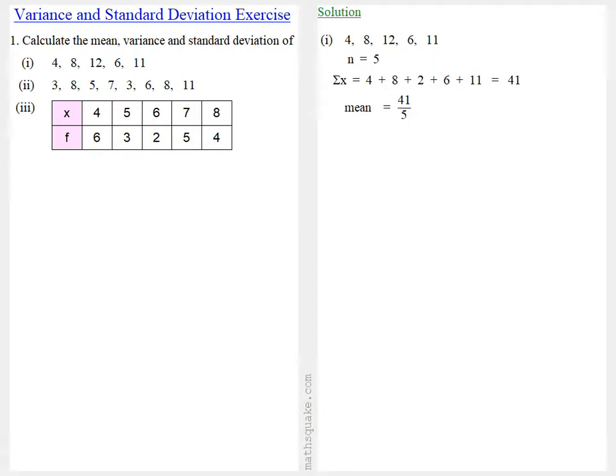Now the mean is the sum of the numbers divided by the number of numbers. So that's 41 over 5, which is equal to 8.2. So the mean is 8.2.